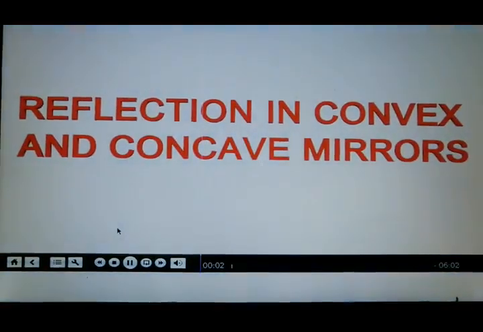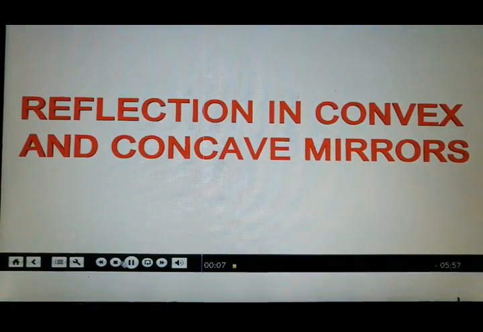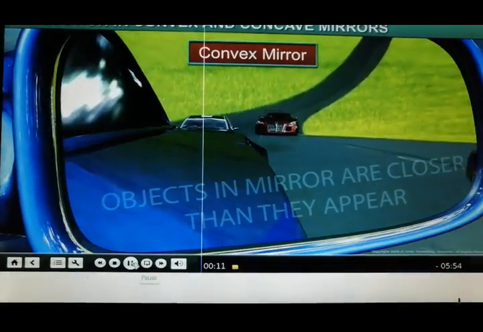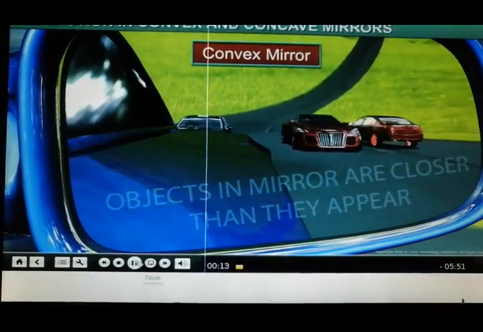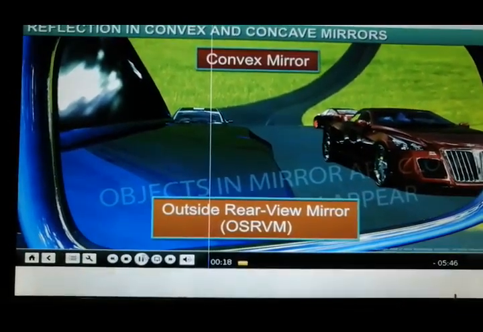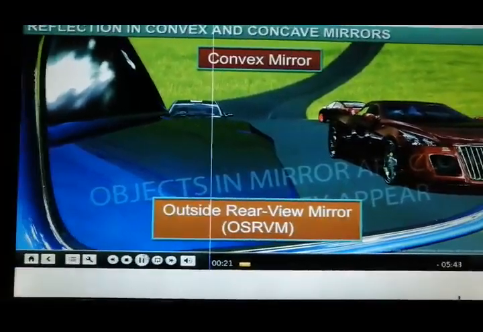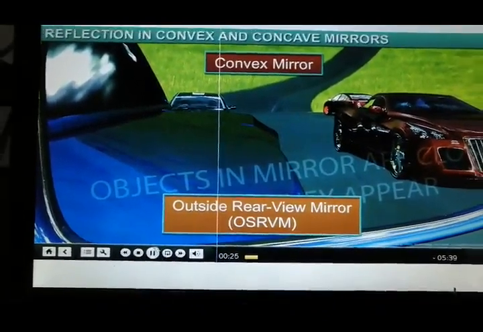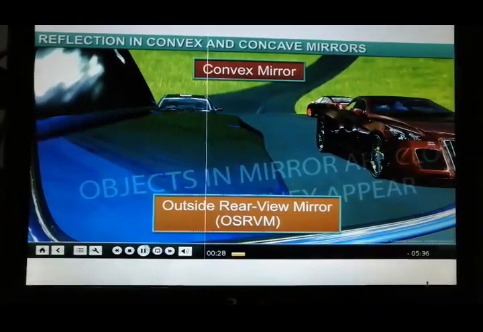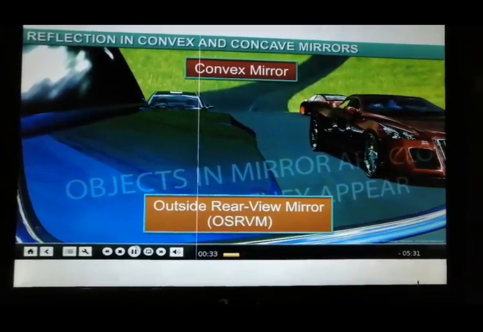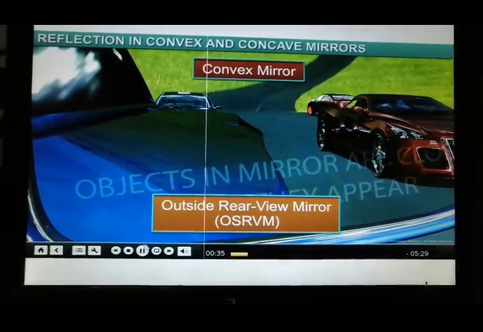In this module, you will learn about reflection in convex and concave mirrors. Objects seen in the mirror are closer than they appear. You may have seen this warning sticker on the rear-view mirrors in your cars and bikes. These rear-view mirrors are actually convex mirrors. Rear-view mirrors help the driver to keep an eye on a large space behind the vehicle by providing a wide field of view.